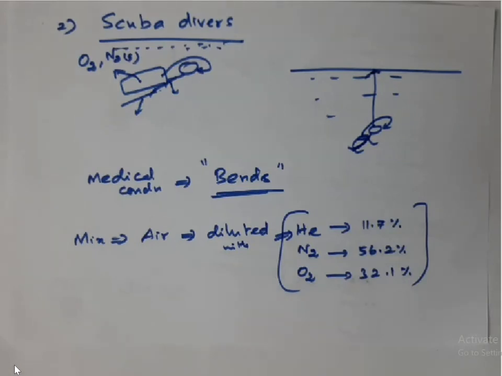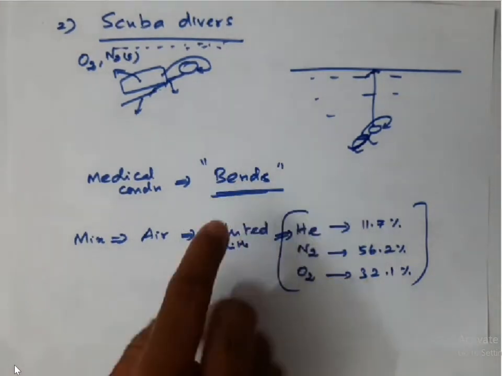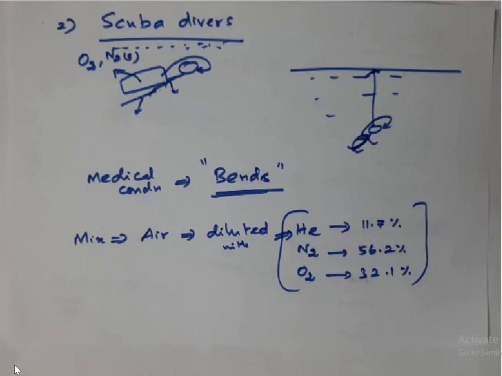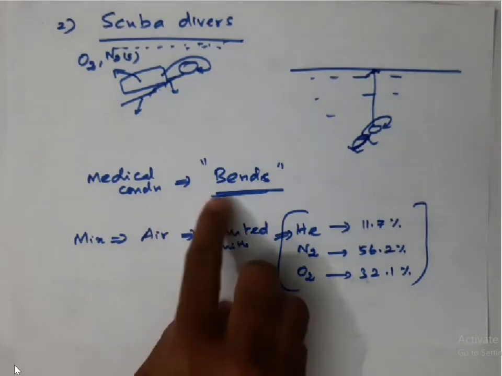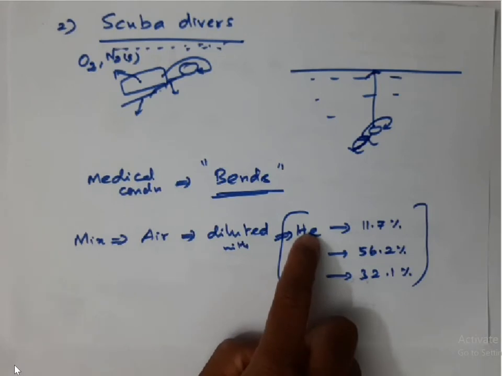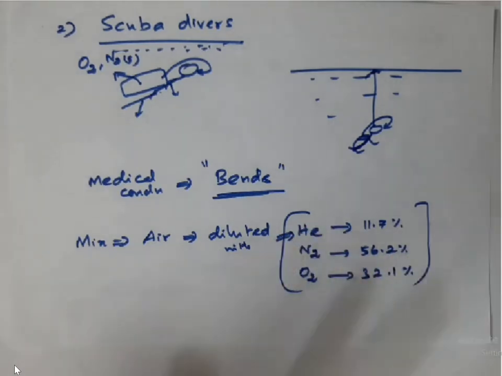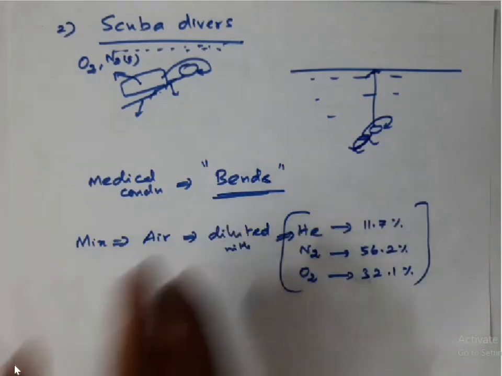This helium gas will never allow the formation of bends. Therefore, people never get any problem due to the dissolved nitrogen in the blood capillaries. Dissolved nitrogen in the blood capillary creates a medical condition called bends, and whenever bend formation occurs, it creates a lot of problems. So to avoid that, people mix helium along with the mixture. Therefore, you get a dilute air. That dilute air is good. It will never create any problem like bends.